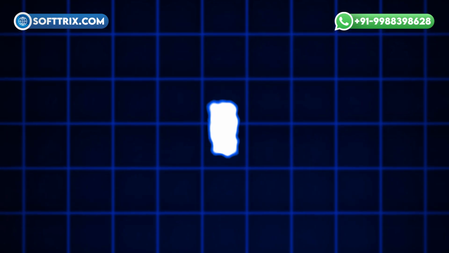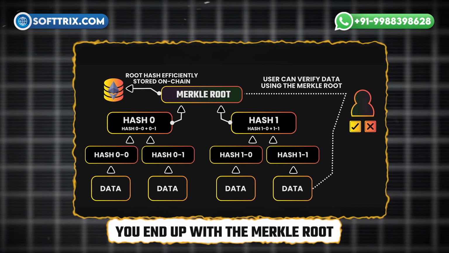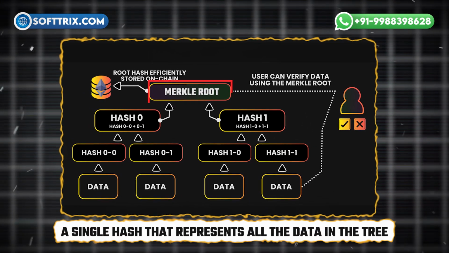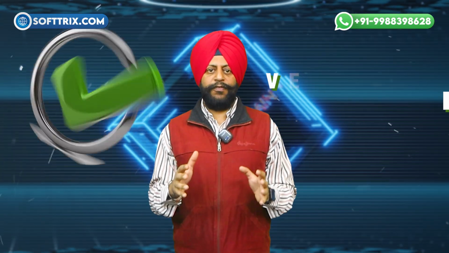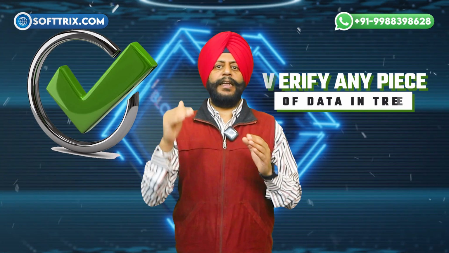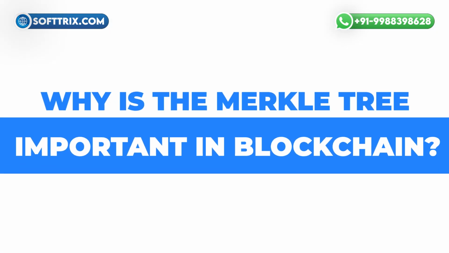Step 3. The Merkle root. At the very top, you end up with a Merkle root, a single hash that represents all the data in the tree. The Merkle root is super important because it allows you to verify any piece of data in the tree quickly. Now, why is the Merkle tree important in blockchain?